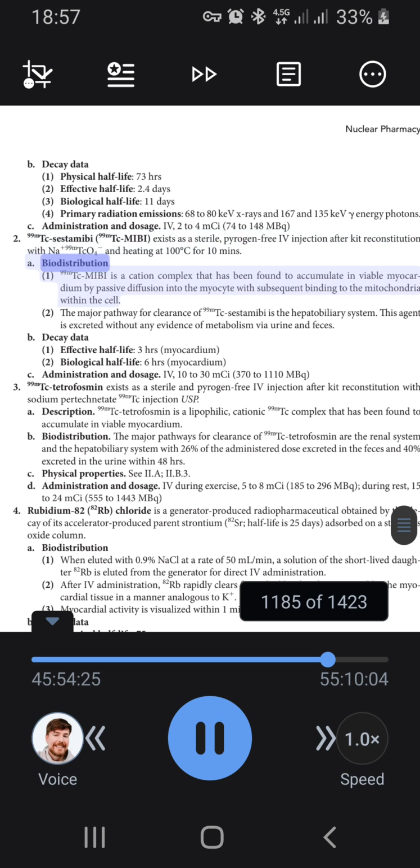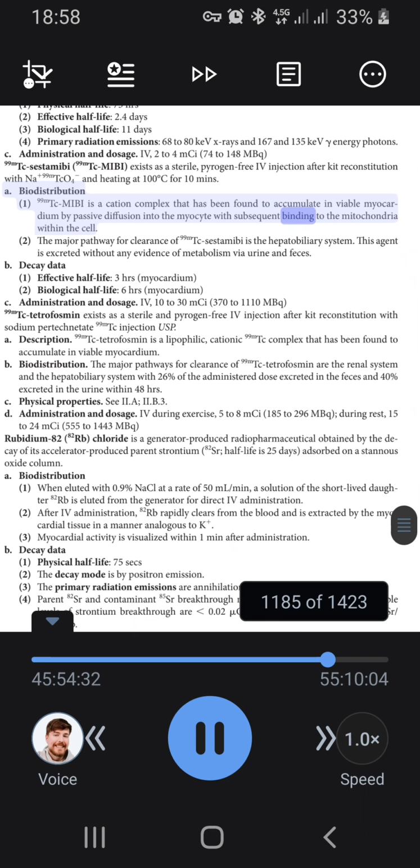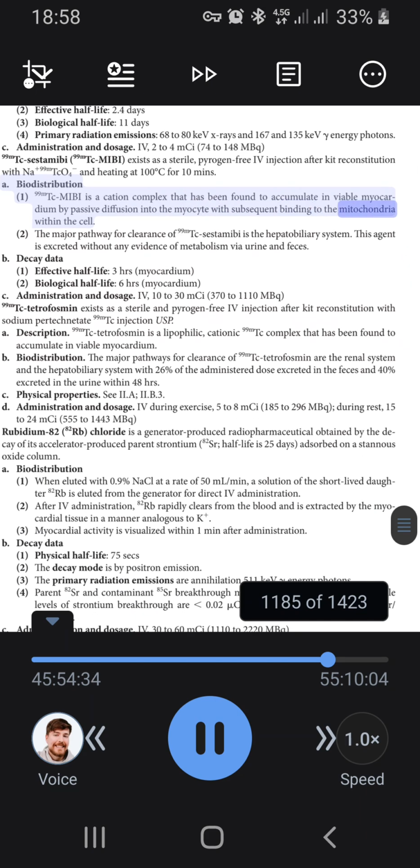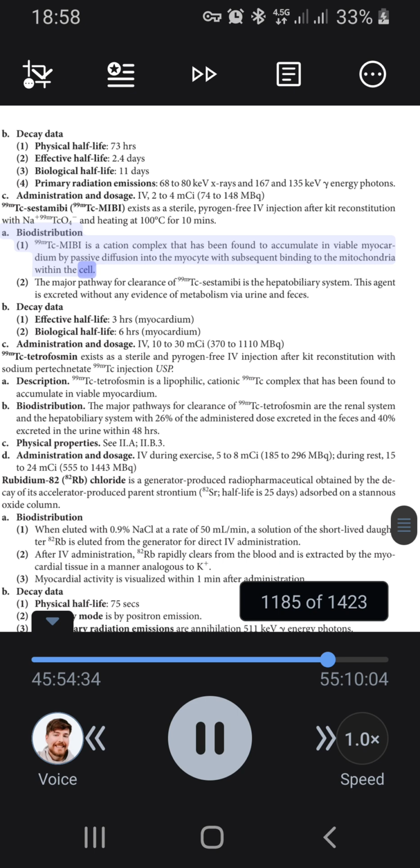A. Biodistribution. 1. 99mTc-sestamibi is a cation complex that has been found to accumulate in viable myocardium by passive diffusion into the myocyte with subsequent binding to the mitochondria within the cell. 2. The major pathway for clearance of 99mTc-sestamibi is the hepatobiliary system. This agent is excreted without any evidence of metabolism via urine and feces.